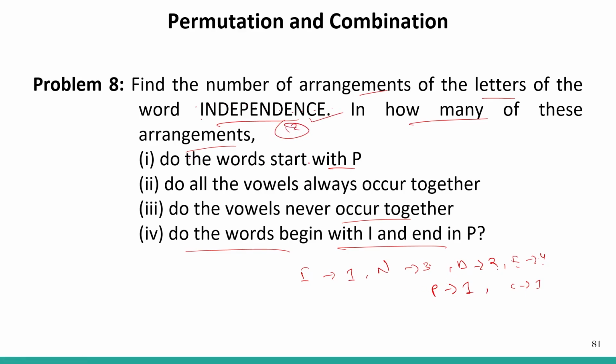So for the words that start with P, P has only one choice. The remaining options are 11. Among these 11, there will be 11 factorial by 3 factorial into 2 factorial into 4 factorial. This much will be the answer of part I. And for part II, do all the vowels always occur together.